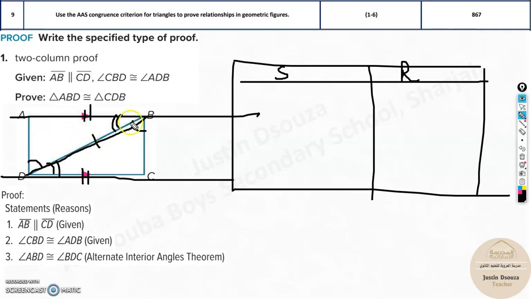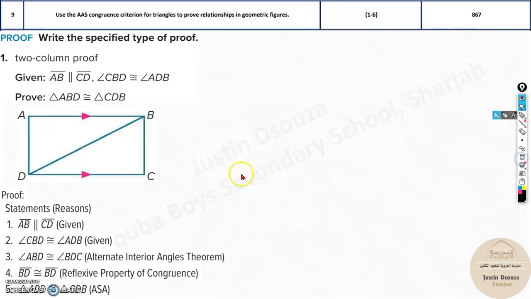Now carefully look over here, this line is the same line for both. Don't you agree? If this is 5 centimeters, it is the same for this triangle and this triangle. So BD and BD, it's the reflexive property because it's the same line. If it's the same, it's basically like a reflection, so we call it the reflexive property. Now from ASA, that is angle side angle, we can say that these two triangles are congruent. That is how we solve this basically.